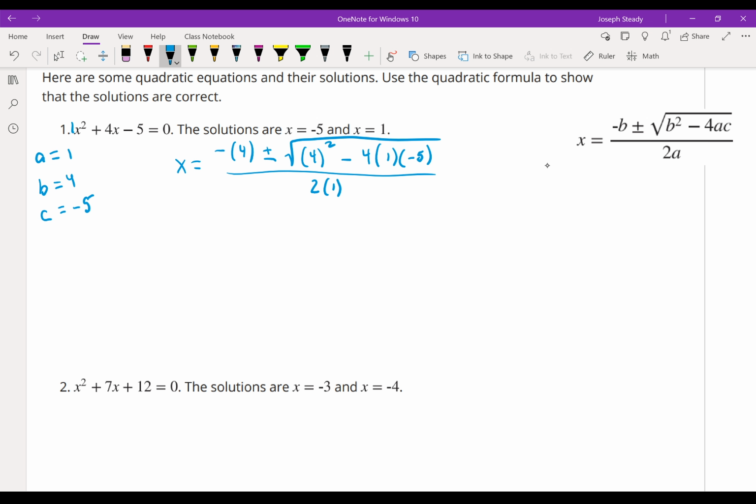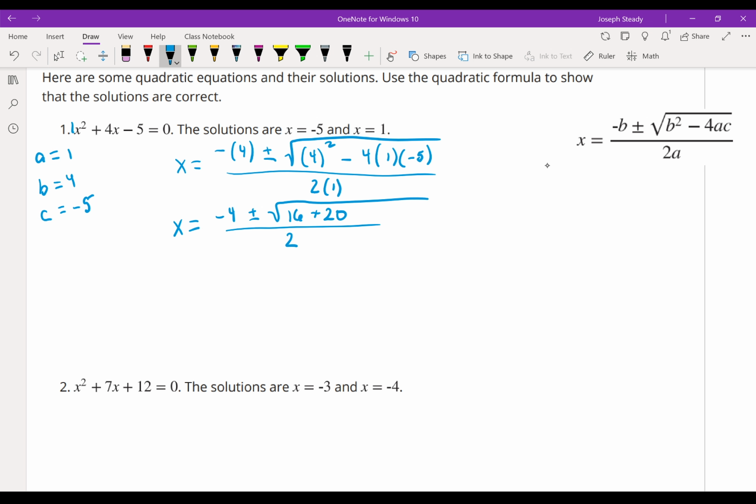Now, some of you will be very comfortable doing this process, and you will do this quite quickly in a couple steps. I am going to do it out step by step here to show you every single piece done out carefully. So the first part, -4 is just -4. That's it. Plus or minus, big square root is still there. Underneath that square root, we have 4 squared. Well, that's 4 times 4, which is 16. And then we have -4 times 1 times -5. -4 times 1 times -5 is positive 20. And then this is all still divided by 2 times 1, which is 2.